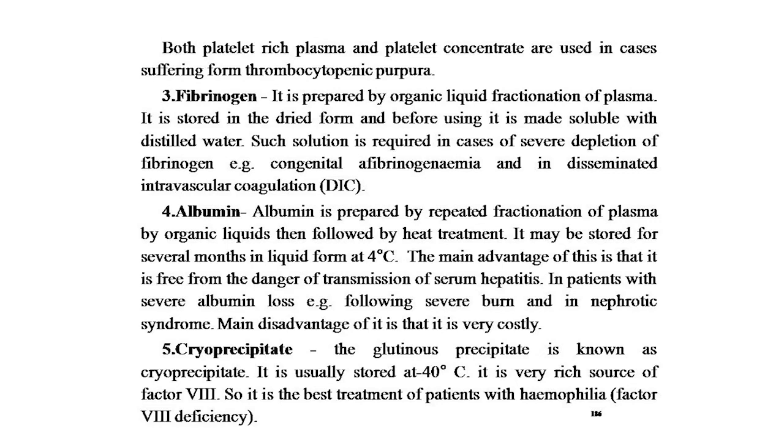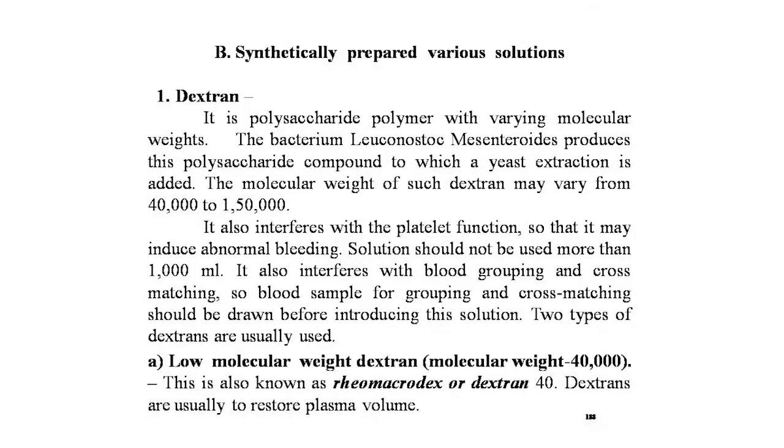Now the second group of blood substitutes is the synthetically prepared various solutions, and the first is the dextran. It is a polysaccharide polymer with varying molecular weight. The bacterium Leuconostoc mesenteroides produces the polysaccharide compound to which a yeast extract is added. The molecular weight of such dextran may vary from 40,000 to 1,50,000.